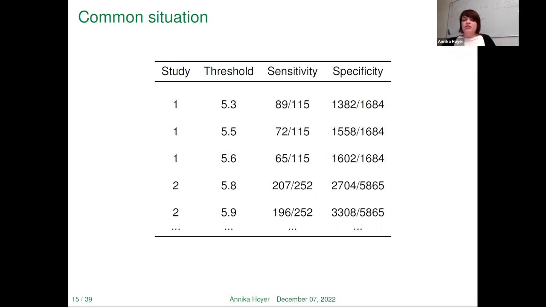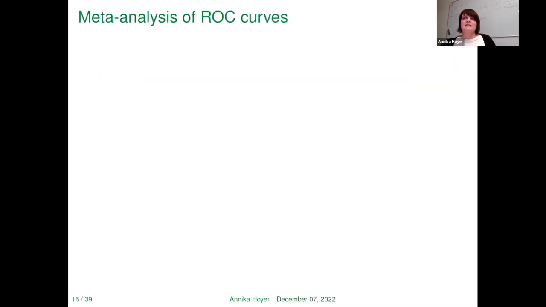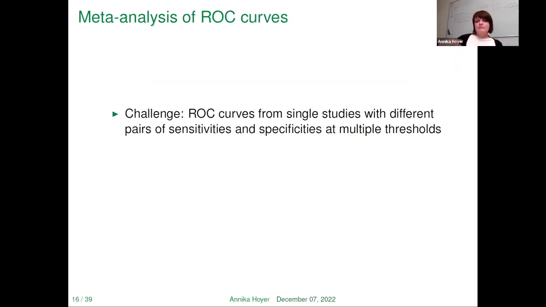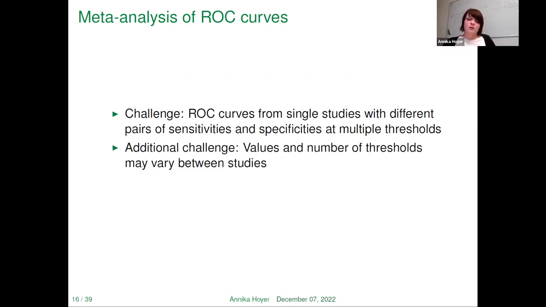If we plan to do a conventional meta-analysis, then one possible way would be to select one threshold and one pair of sensitivity and specificity and use the statistical techniques I presented to you. But this would not be the best way, because then we waste many of the observations. And this is a challenge we have dealt with in some of our projects. We have the challenge that the ROC curves from the single studies are provided with different pairs of sensitivities and specificities at multiple diagnostic thresholds. And we do not want to waste observations, so we do not want to select a specific diagnostic threshold.